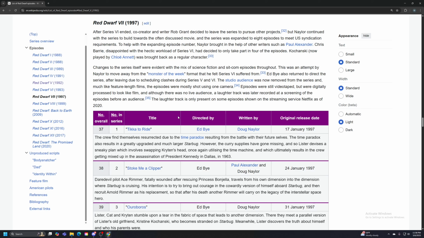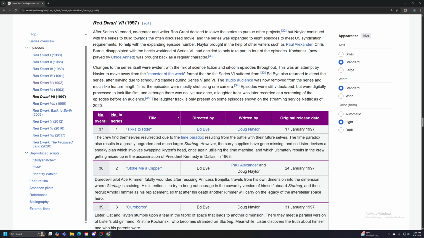Red Dwarf 7. After Series 6 ended, co-creator and writer Rob Grant decided to leave the series to pursue other projects, but Naylor continued with the series to build towards the often discussed movie, and the series was expanded to 8 episodes to meet the US syndication requirements. To help with expanding episode number, Naylor brought in the help of other writers such as Paul Alexander. Chris Barrie, disappointed with the hectic workload of Series 6, had decided to only take part in 4 of the episodes. Kochanski, now played by Chloe Annett, was brought back as a regular character.